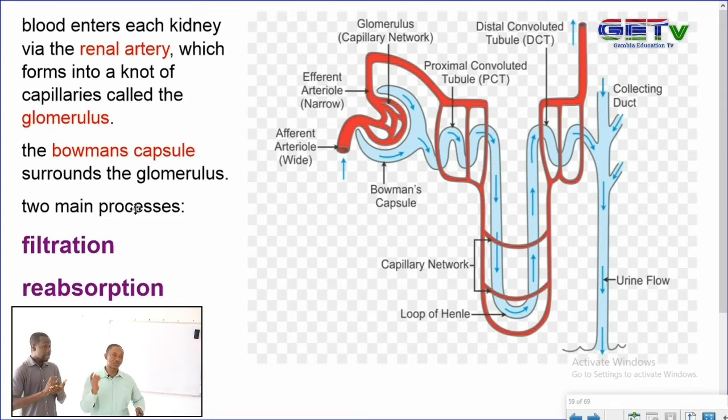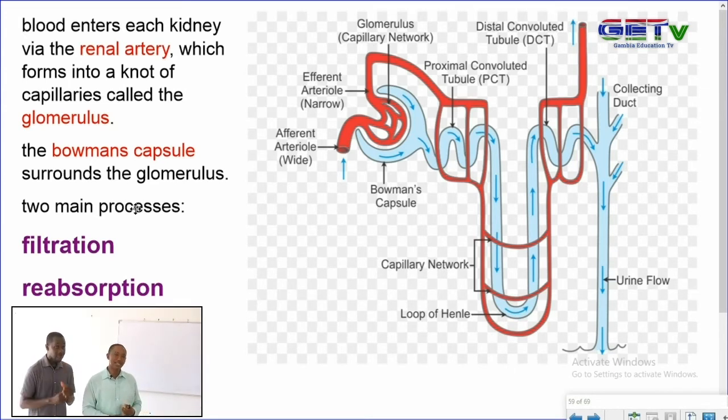All the water, all the salts, all the nutrients, everything filters down to the Bowman's capsule. And then once they reach the Bowman's capsule, they continue down the tube. At the bottom, you can see a network of capillaries, the red ones. Now they do what is called absorption.